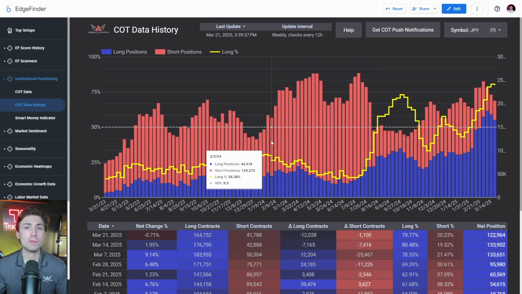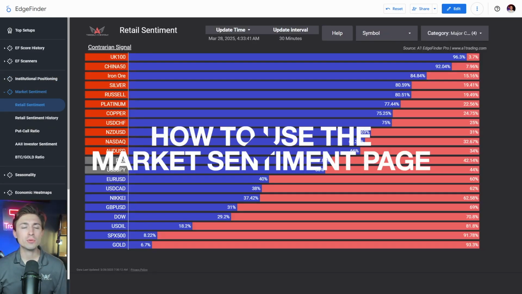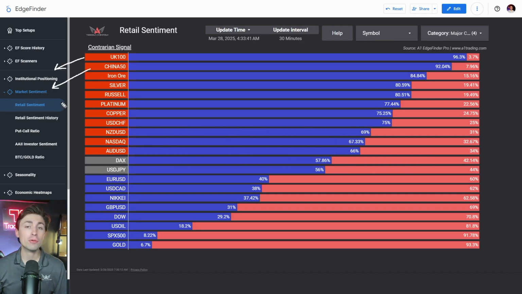It allows us to better track institutional money flows on a consistent basis week to week and month to month. Continuing on with sentiment, this time we're going the opposite direction. Instead of tracking institutions, we're going to track general market crowd sentiment. Why would you want to do this?